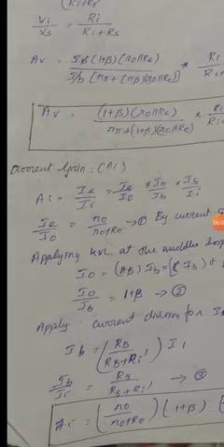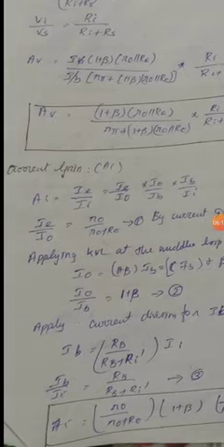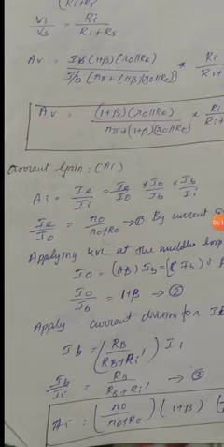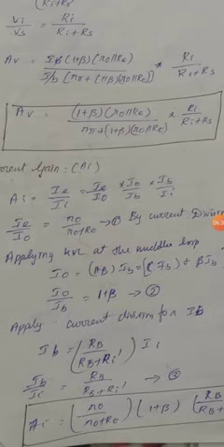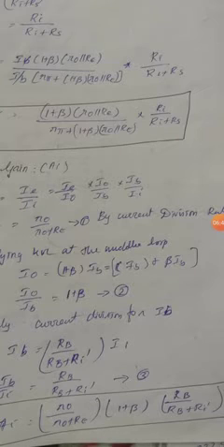IE by I naught will be equal to, when you see your circuit, by the current division rule, IE can be given as R naught divided by R naught plus RE into I naught. So the output current into the current that flows through the emitter, divided by the total resistance, R naught divided by R naught plus RE into I naught. Next we have to apply KVL at the middle loop. When you are applying KVL to the middle loop, we are getting I naught equal to 1 plus beta into IB.